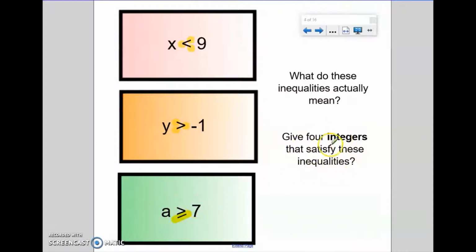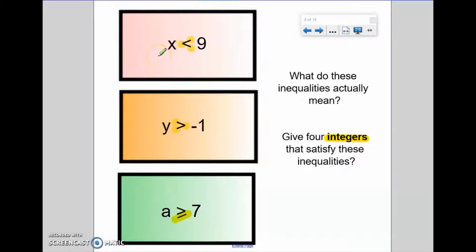I've also asked here to give 4 integers that satisfy these inequalities. The word integer means whole number. So I'm looking for 4 whole numbers that would satisfy each inequality. So if I read this one again, x is less than 9. So I can come up with any integer, any whole number that is less than 9. Remember, 9 is not included because there's no line underneath the inequality sign.